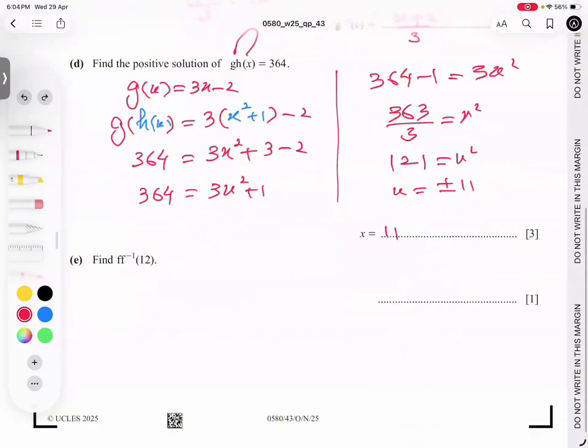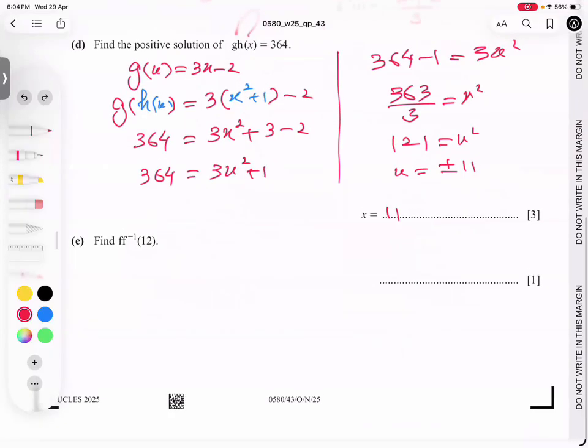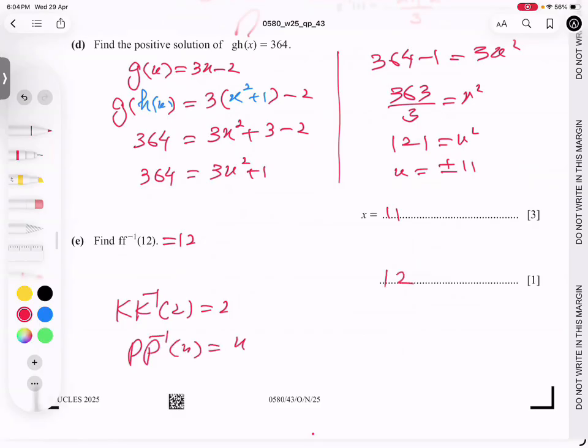Correct? And let's talk about this function. Whenever inverse functions come together, they cancel each other like this. And the answer is the number in the bracket. For example, k inverse of k of 2, the answer is 2. p inverse of p of x, so the answer is x. So here we have 12 as the answer. I hope the concept of the question is very clear, and we have done this page as well.